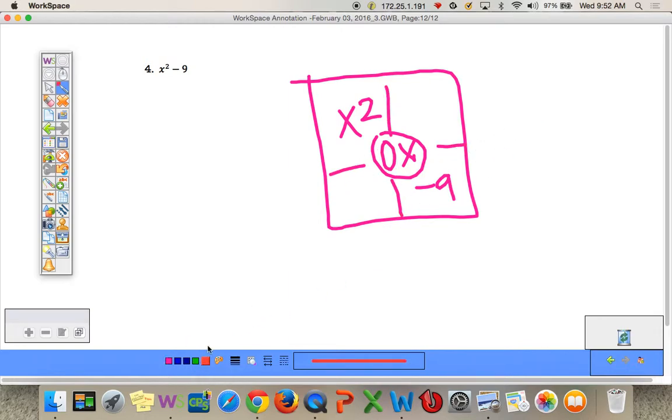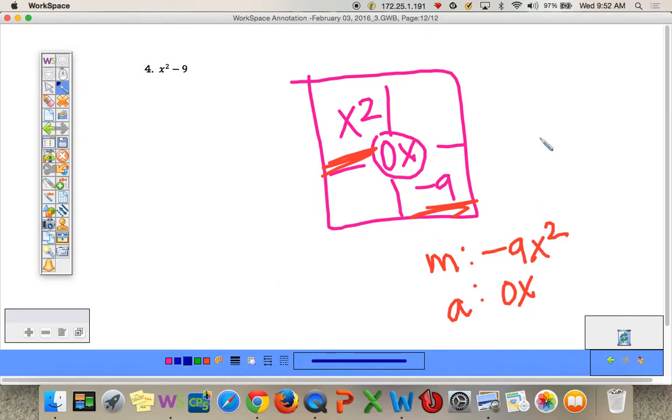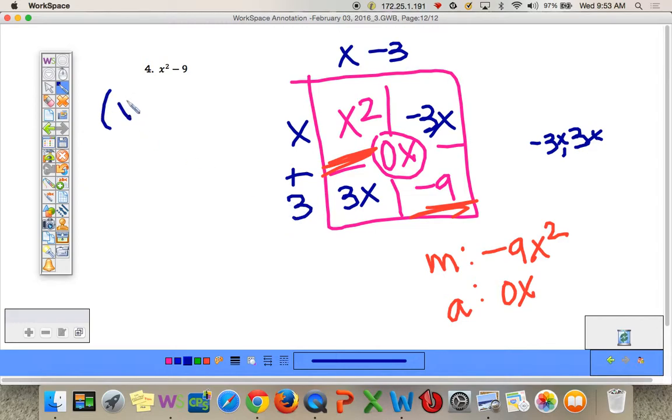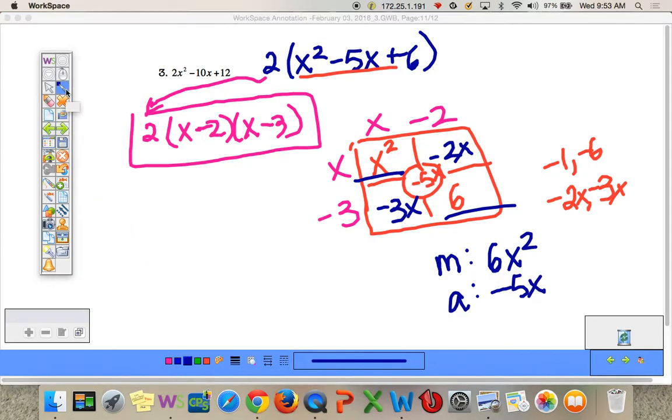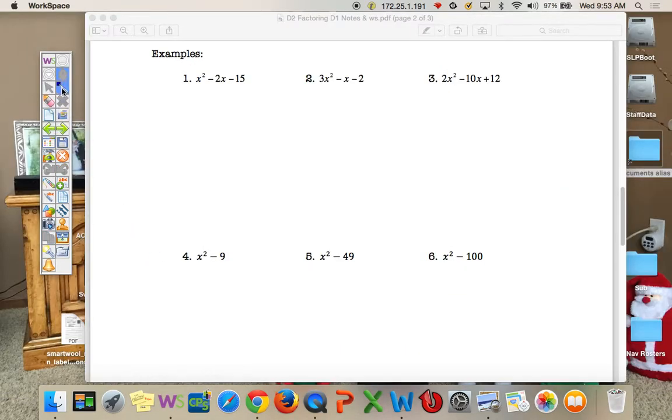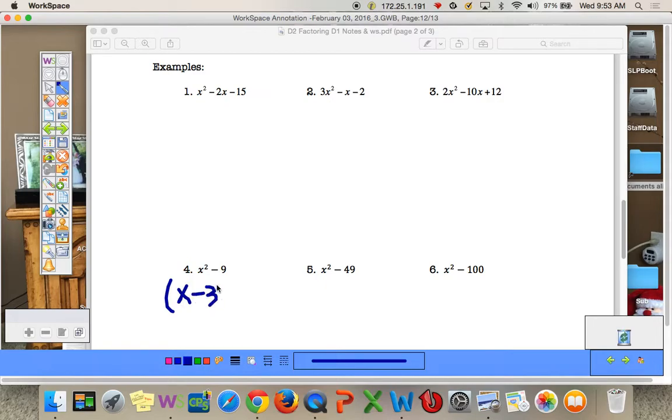So we want to know what multiplies to our first box and our last box. So it multiplies to negative 9x squared and adds to 0x. If I think of factors of negative 9, that would be negative 3 and 3. Those would work. They add to 0, they multiply to negative 9. So let's put them with our x's, and we'll get negative 3x and 3x. And we'll get x minus 3 and x plus 3. So this is x minus 3, x plus 3. Let's actually put that here.